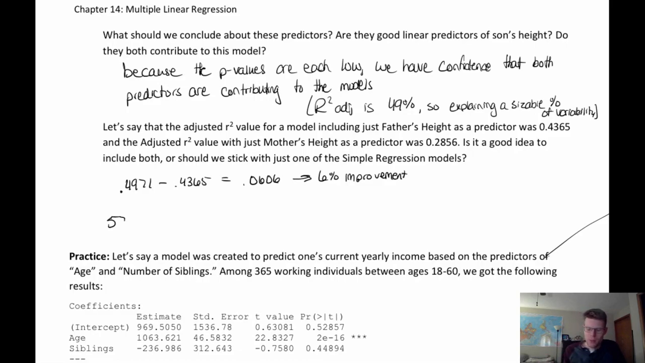So 57% unexplained with father only, and we improve that here to 51% unexplained with father and mother.